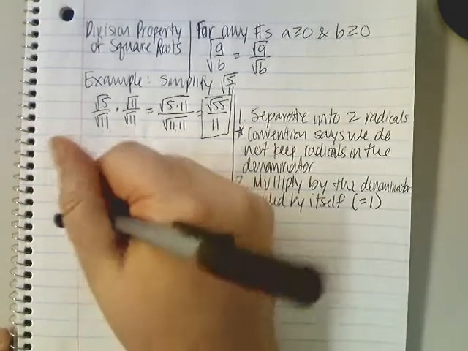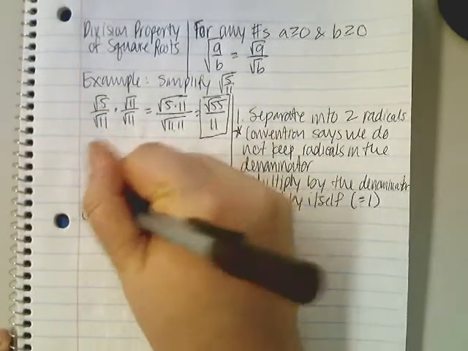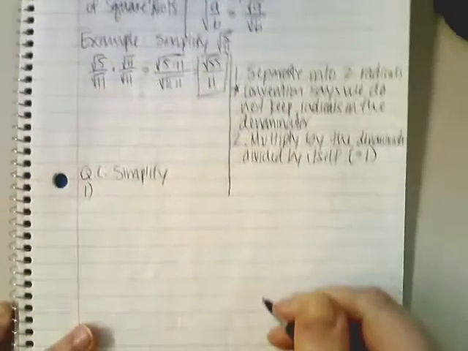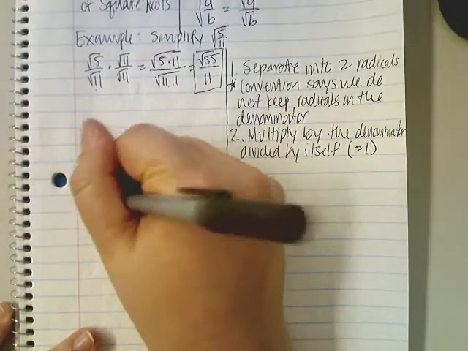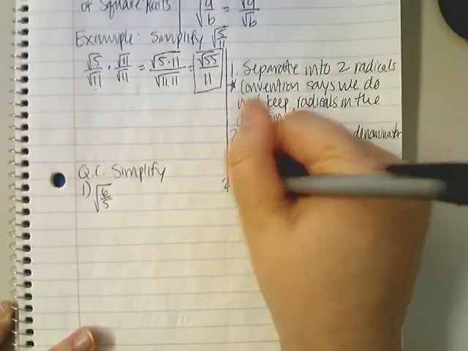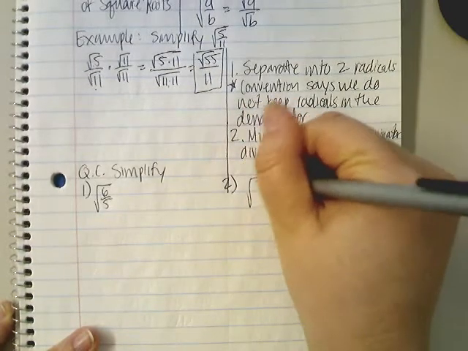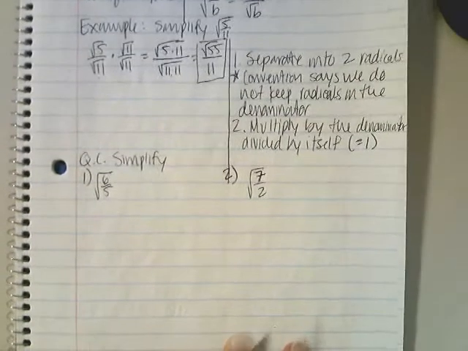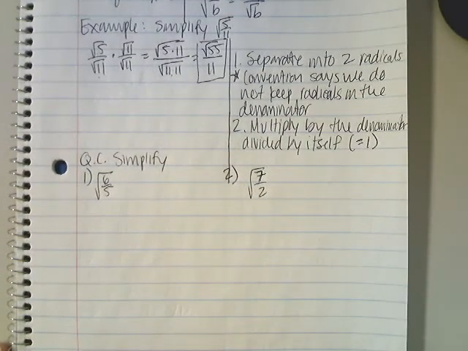So we're going to do a couple of quick checks really fast. I want us to simplify these two expressions. We have the square root of 6 over 5, and second we have the square root of 7 over 2. So try those on your own, pause it if you need to. I'm going to go over it now.